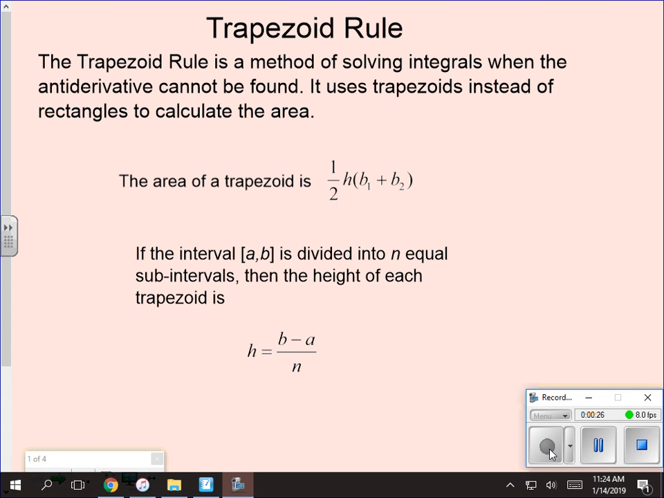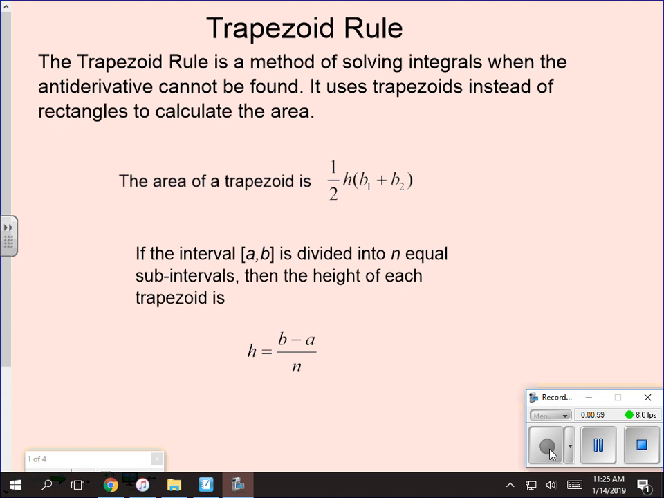As a reminder, the area of a trapezoid is 1/2 the height times base 1 plus base 2. If the interval that we're talking about on the integral from a to b, so lower bound a, upper bound b, is divided into n equal subintervals, so we divide it up into equal parts to do this. It makes it easier. Then h, our height, is the difference, b minus a, divided by n. How far apart are they?